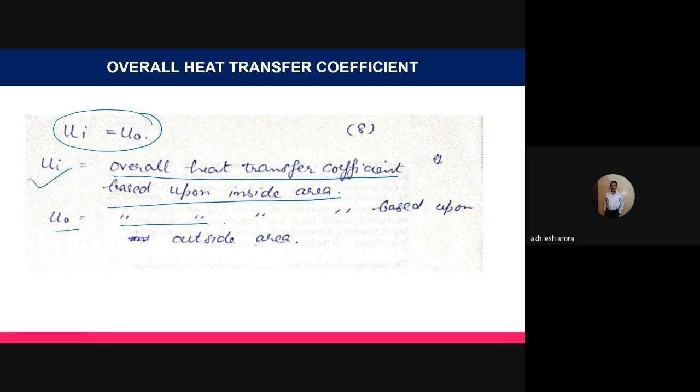U. And U, once again, we can have two values of U. One is Ui, and one is U naught. Ui is the overall heat transfer coefficient based on inside area, and U naught is the overall heat transfer coefficient based on outside area. And if we want to write the value of U in this particular case, we can also write that.